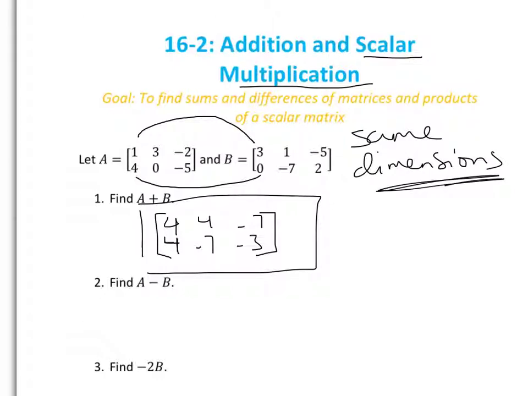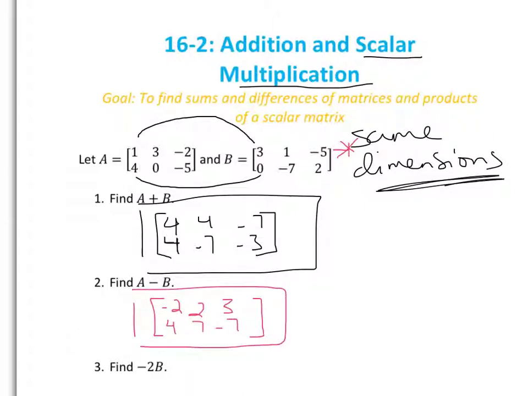If you have to do A minus B, you just subtract the second from the first. Still with the corresponding parts, still the same dimensions. Once again you end up with a 2 by 3 matrix. 1 minus 3 is negative 2. 4 minus 0 is 4. 3 minus 1 is 2. 0 minus negative 7 is positive 7. Negative 2 minus negative 5 gives us positive 3. And negative 5 minus 2 is negative 7. That would be our matrix.